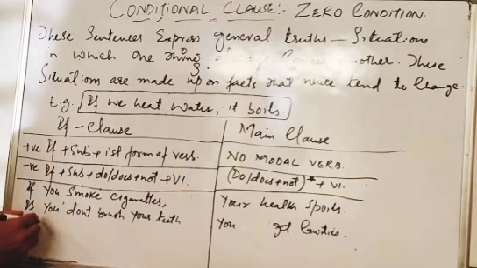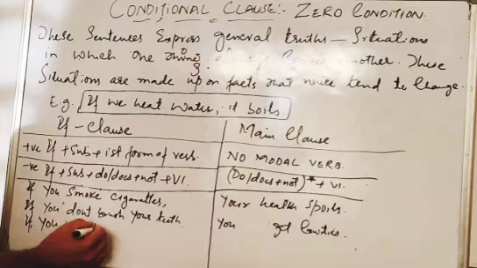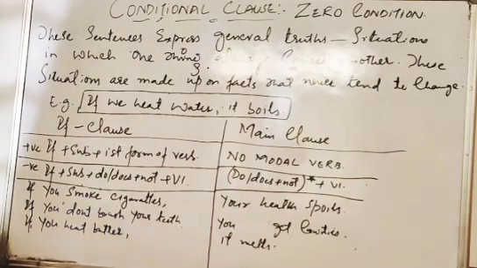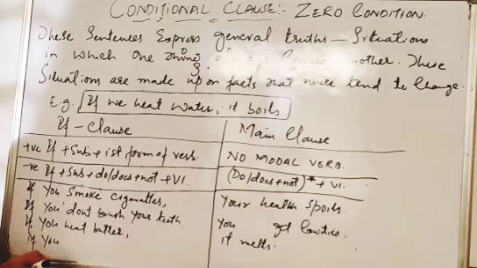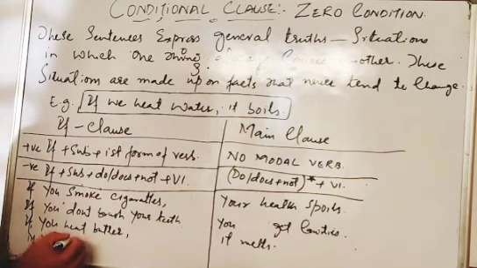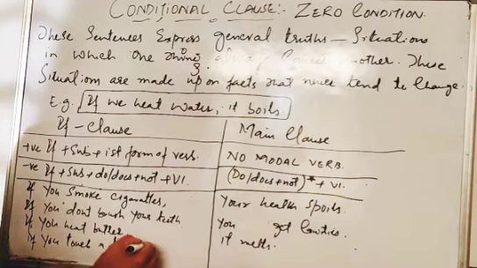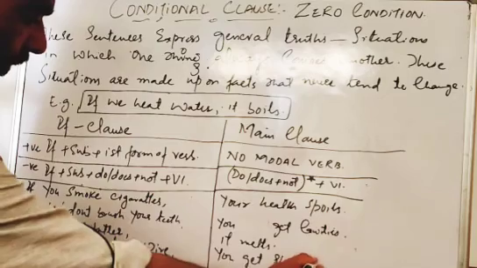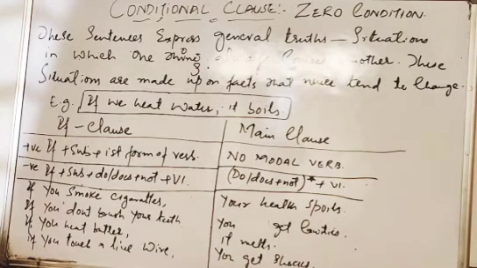One more example. If you heat butter, it melts. If you touch a live wire, you get shocks. Means every time you touch an electric live wire, you get shocks. There may be a few more examples we can write. There are hundreds of examples.